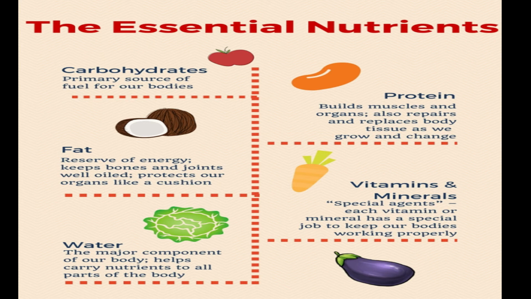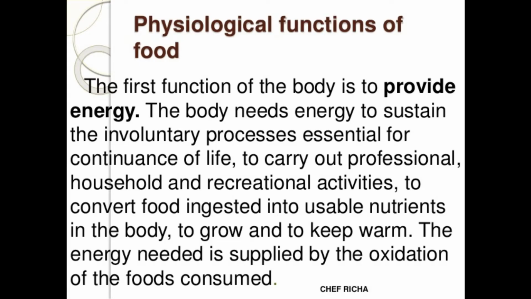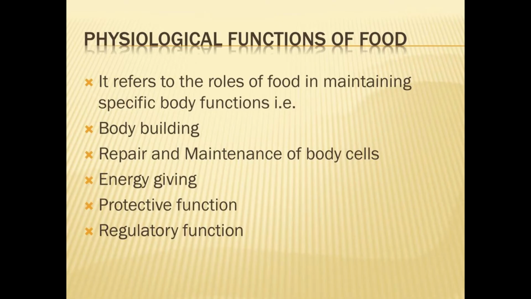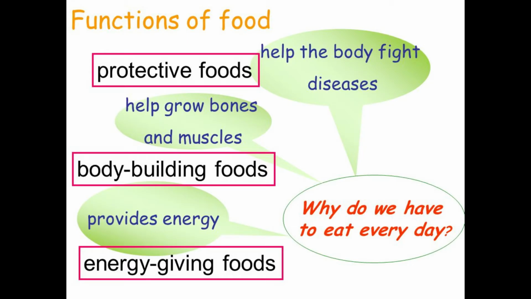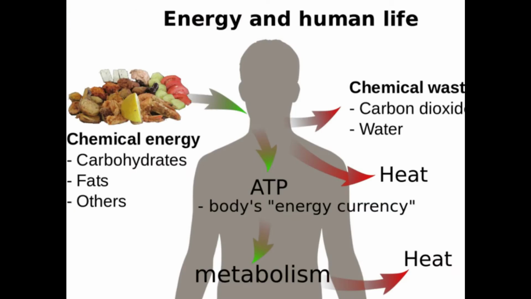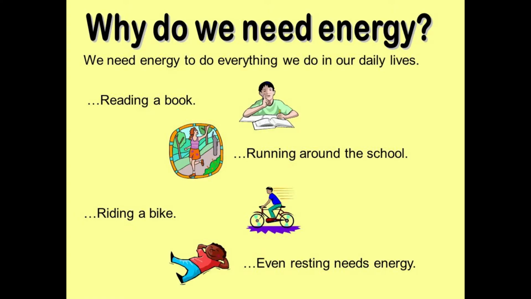Each of the nutrient categories has a specific physiological role to play. Here, physiological role refers to the role of foods in maintaining certain specific body functions. The physiological functions performed by food are the energy giving, body building, protective, and regulatory functions. We need energy every moment of our lives for performing various types of activities such as sitting, standing, walking, running, and performing all the household and other tasks.